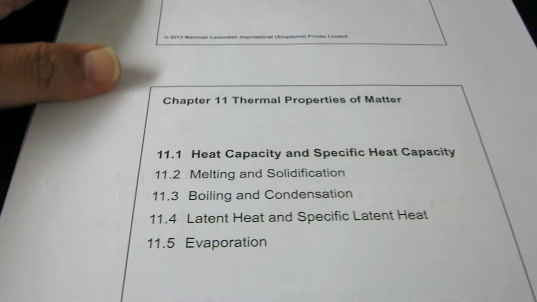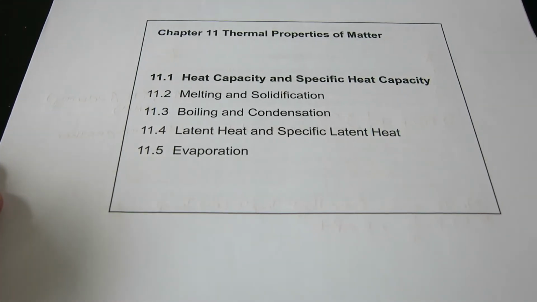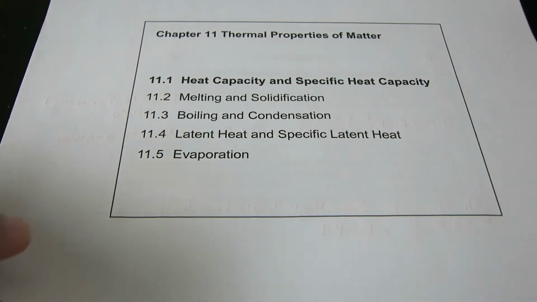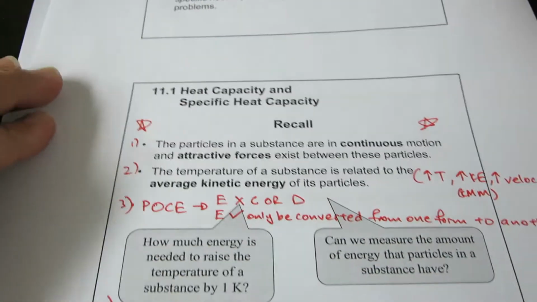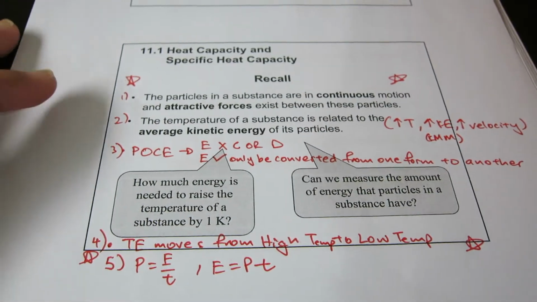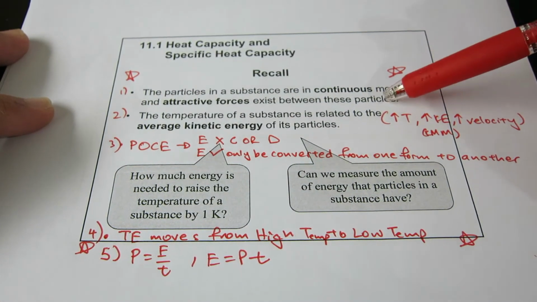Right, these are the things that we'll be covering: heat capacity, specific heat capacity, melting, solidification, boiling, condensation, latent heat, specific latent heat, and evaporation. Alright, so what are the things that will be covered today? Now, before we begin our study, it becomes important for us to recall what we have learned, because these few points will be important for your study of this chapter.